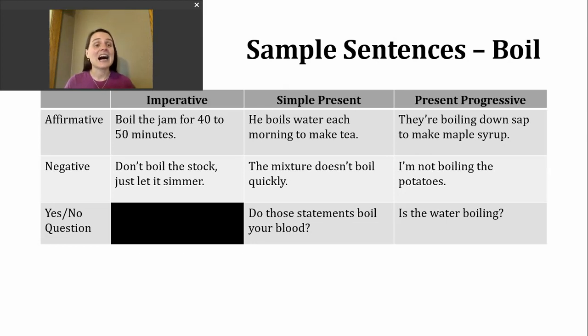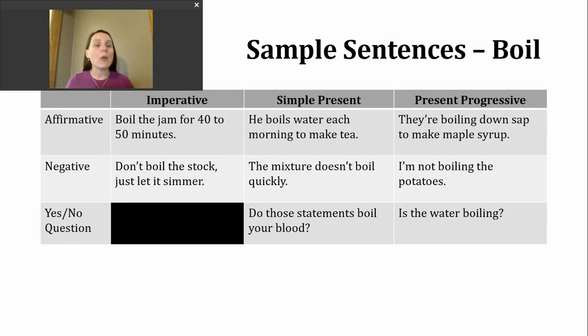Here is a negative sentence. To do that, all we're going to use is do not, and then the base verb. And that's going to give us a negative command or a negative imperative. Don't boil the stock. Just let it simmer. So simmer is another verb connected to cooking. So we're cooking something at a lower temperature than boiling.